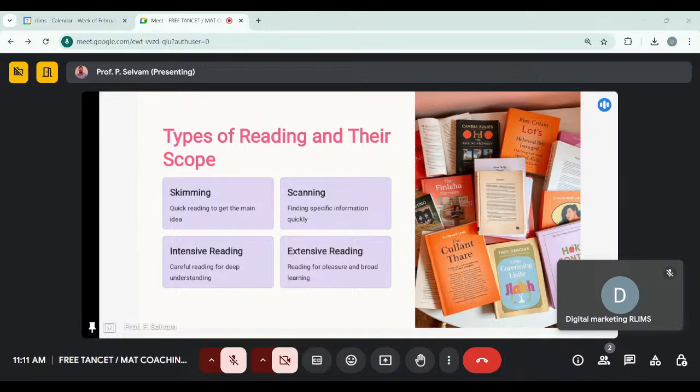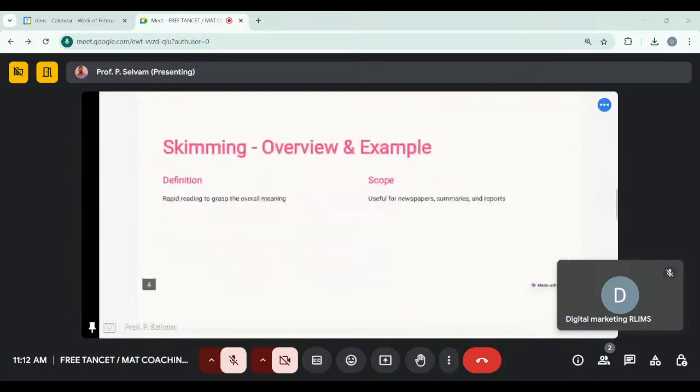And the fourth one is called extensive reading. Extensive reading, we do it for pleasure. You may want to read classic novels, or you may want to read some storybooks. While reading them, we won't read in a conscious way. Casually, we will read. That is for pleasure. This is called extensive reading. You must have understood these concepts by now.